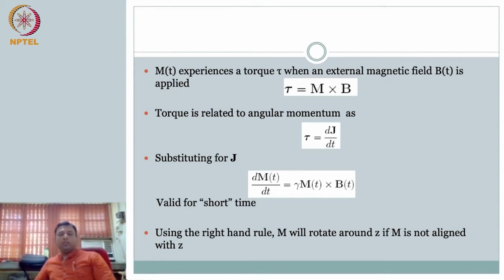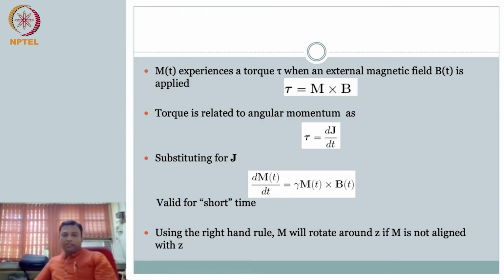So we can actually fuse the equations. In the previous slide we had M is equal to gamma J. Now we have tau is equal to M cross B. So we can eliminate J by combining these two. So we can have d by dt of M of t equal to gamma M of t cross B of t. Okay, so we have just combined M is equal to gamma J and tau is equal to M cross B, and tau is related to J by d by dt. So we have fused these three and eliminated J.